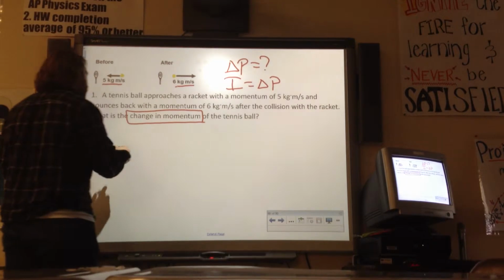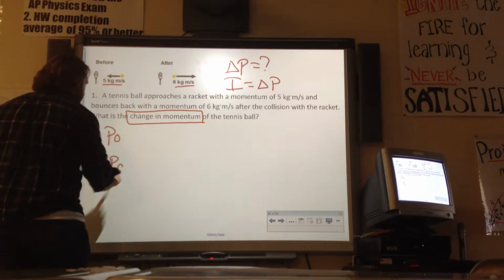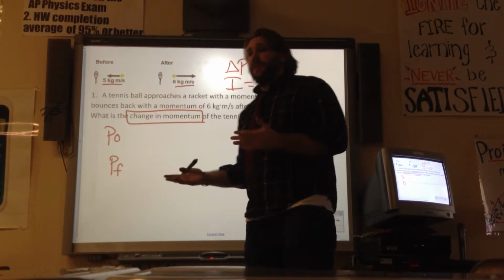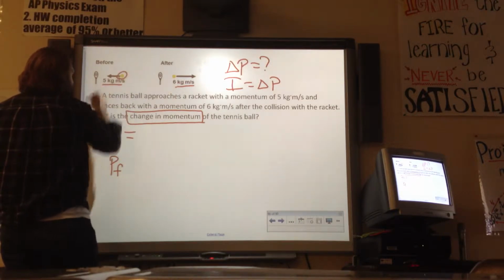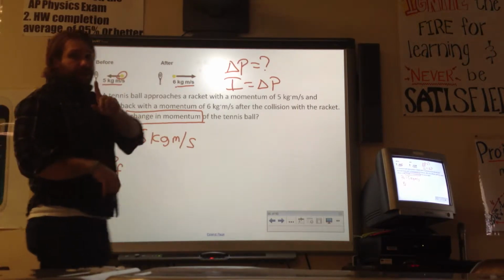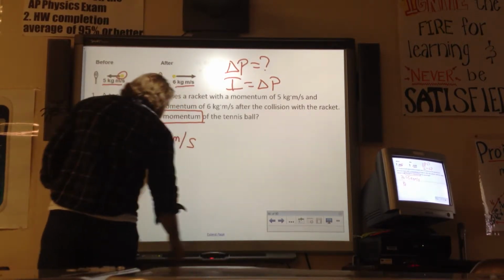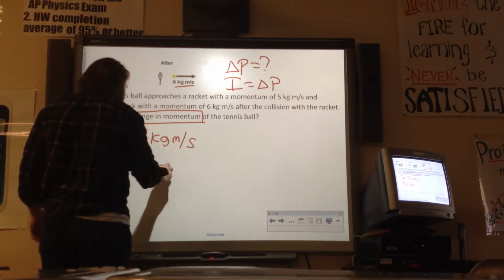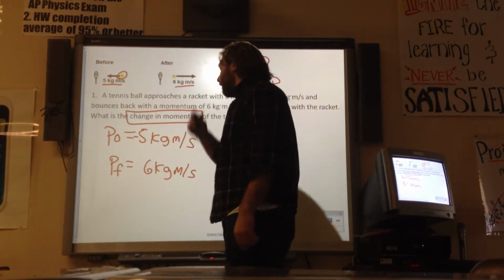To start off, we need to know what momentum we started with and what momentum we finished with. Luckily, that's given to us in the problem. We don't have to do any m times v or anything like that. The momentum we started with, as the tennis ball approaches, is 5 kg·m/s. But notice the direction, and that's where I see a lot of mistakes. It's going to the left, so I'm going to make that negative 5 kg·m/s. The final momentum is to the right, and it's 6 kg·m/s. That one's positive because it's going to the right.